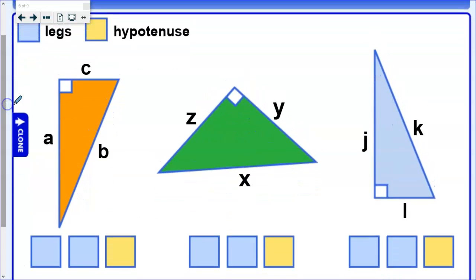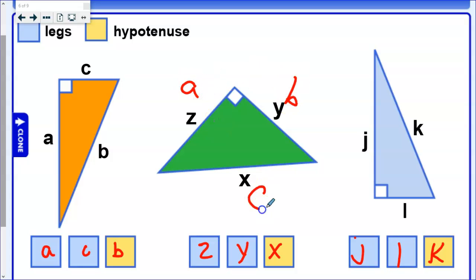So in this case, in this triangle, your legs are the A and the C, and the hypotenuse across from the right angle is B. Okay, this triangle has letters. First thing I do is look across from the right angle and find the hypotenuse, and that's X, and then my sides are Z and Y, or Y and Z. It could be either one. Again, find the hypotenuse, and my legs, J, L. Okay, so be very aware that it's not necessarily going to be labeled A, B, C, like we've been used to in the past.